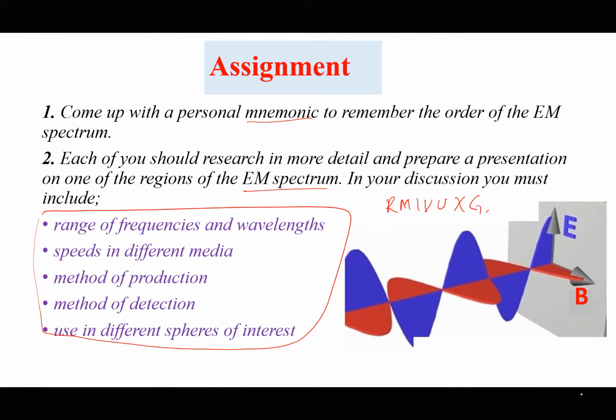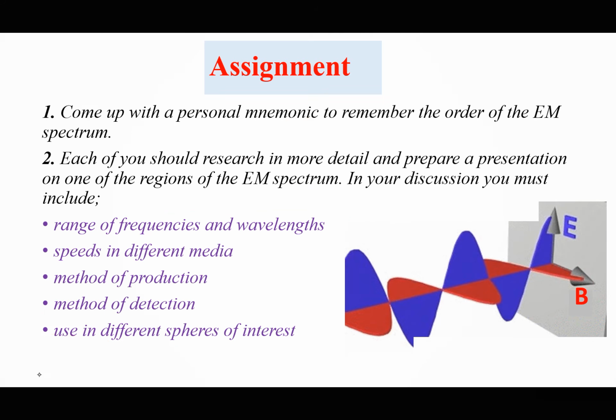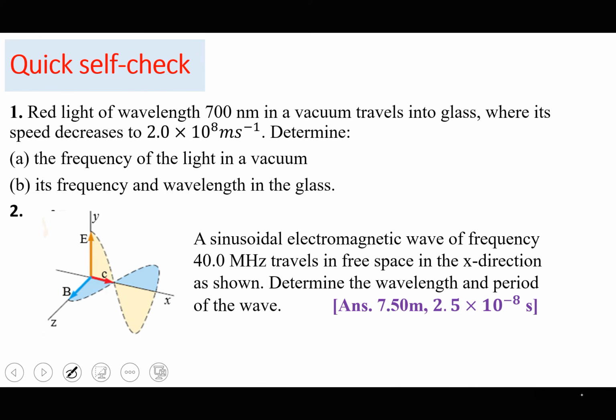Okay, let's just run through a few quick self-check questions. Red light of wavelength 700 nanometers in a vacuum travels into glass where its speed decreases to 2 times 10 to the power of 8 meters per second. Determine the frequency of the light in a vacuum. So frequency f is going to be v divided by lambda, where v in a vacuum is 3 times 10 to the power of 8, divided by lambda, which is 700 times 10 to the power of minus 9.